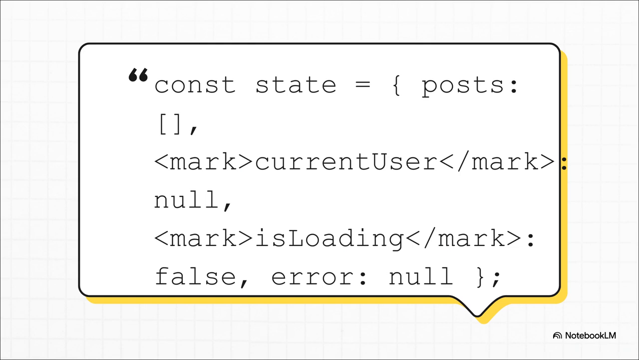This is the state object. We call this the single source of truth for the whole application. And it's awesome. Just by looking at this one object, we can answer any important question. Do we have any posts yet? Just look at the posts list. Is someone logged in? Check current user. Is the app in the middle of loading something? Just check if isLoading is true. It's the entire app's current memory, all in one neat package.